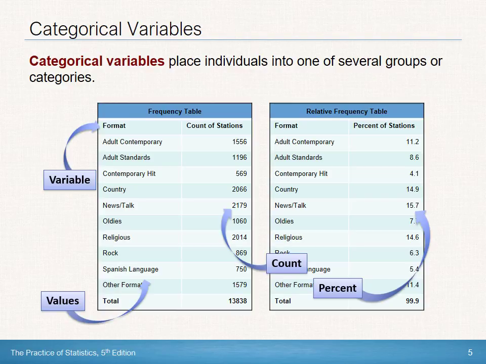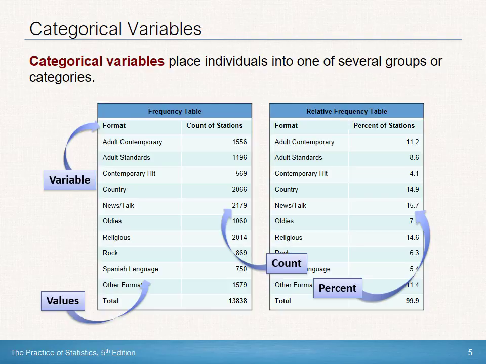Then we have counts and percents. The counts are literally a count. If I were to go through every single station in this town and count how many had adult contemporary, how many had adult standards, and so on, that's how many stations actually have that type of music. It's the count of them. I can physically count them.